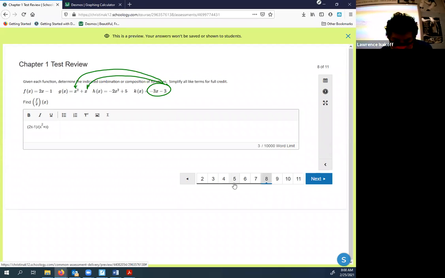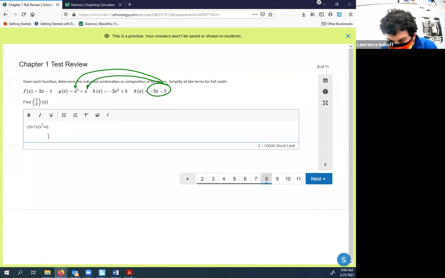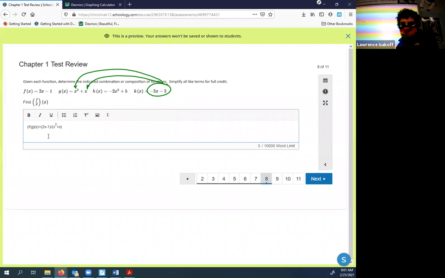Oh, if you wanted, you could just start it with writing parentheses F divided by G, like that, of X equals. I just left that out this time. So we could have added that in front. I left it out. I'd mark it correct either way.